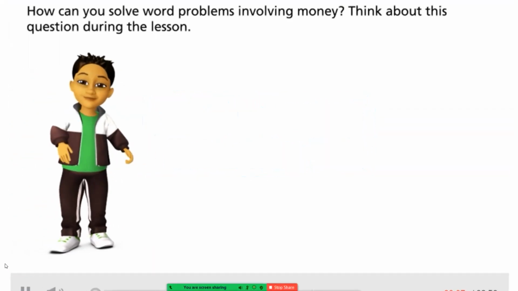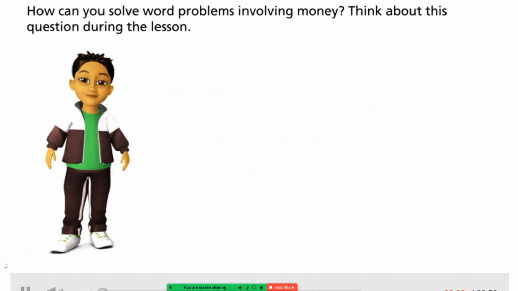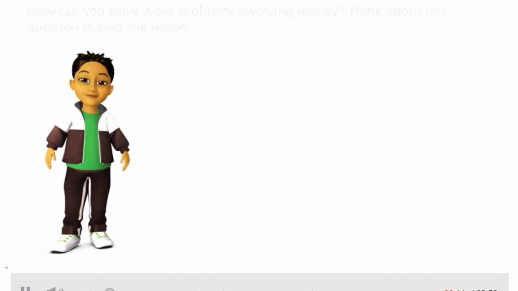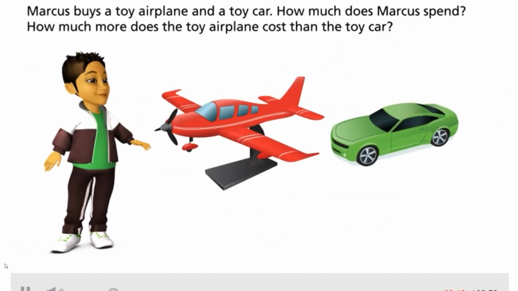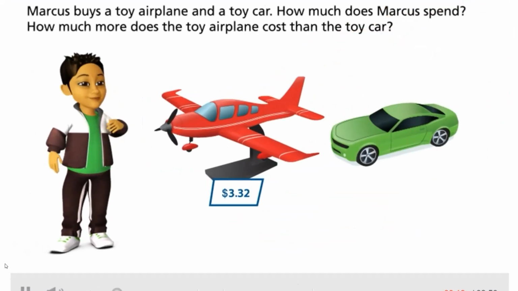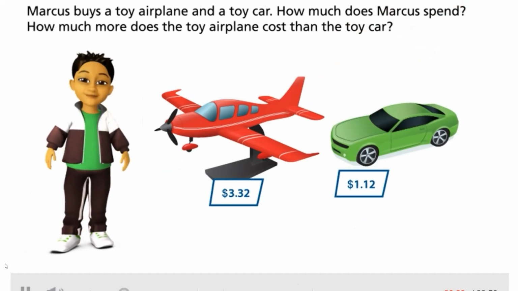How can you solve word problems involving money? Think about this question during the lesson. Marcus buys a toy airplane and a toy car. How much does Marcus spend? How much more does the toy airplane cost than the toy car?